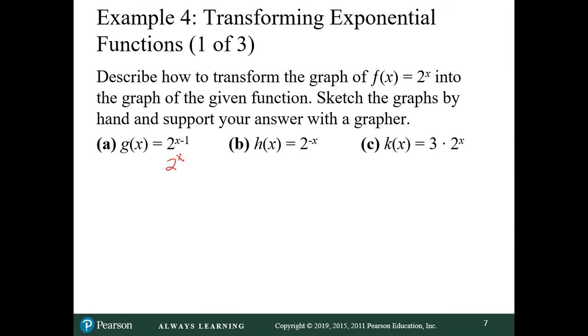Well, you're going to take 2 to the x and you're going to move it. How are we going to move it? Well, what happens when we do something inside parentheses? It moves it to the right or left. This is like what's happening inside the parentheses. If I go x minus 1, does that move it to the left or to the right? To the right by 1. If we multiply it times the negative x, that'll flip it. And when we multiply in front, it's going to stretch it vertically.